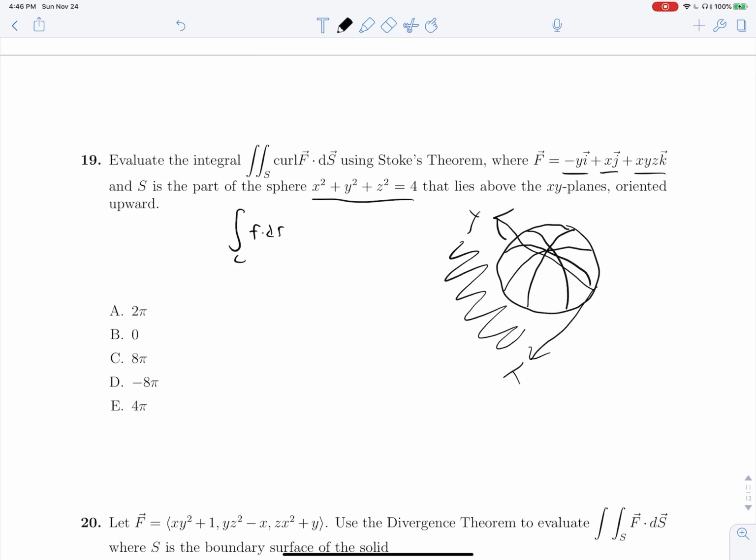So the parametrization of this boundary down here at the bottom can just be x is 2 cosine t, y is 2 sine t, and z is 0.